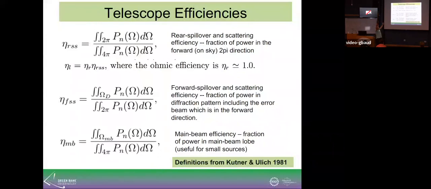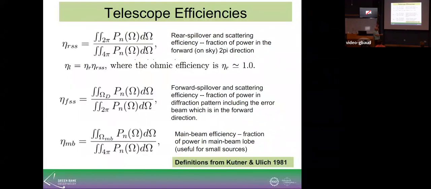The fraction of power the antenna sees in the sky is basically this eta rss. We typically refer to that as just eta L because the ohmic efficiency of the metal is roughly 1. If you had a telescope made out of some poor metal alloy, then that would be lower. But for all radio telescopes, this is normally 1. So a lot of times we call this the forward efficiency, eta L. So that's in the forward direction.